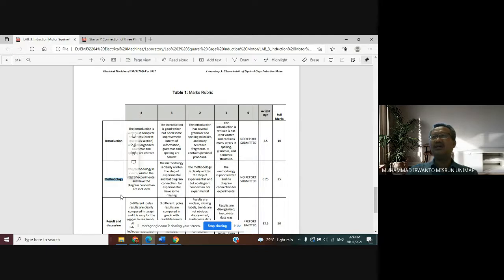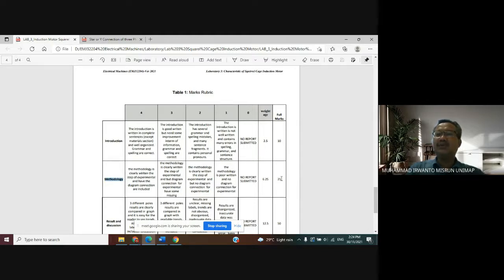Objective A, we observe the characteristic of the induction motor. And then objective B, change the pole, and then observe the characteristic of the induction motor.